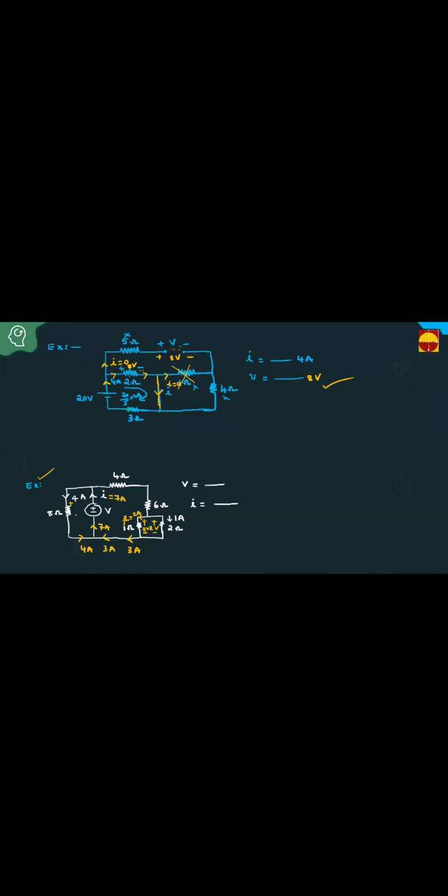Current is entering here, plus minus 32 volts. This also 32 volts. These two are parallel. V equal to 32 volts. I equal to 7 amperes. That is the answer. Simple question. V equal to 32, I equal to 7.